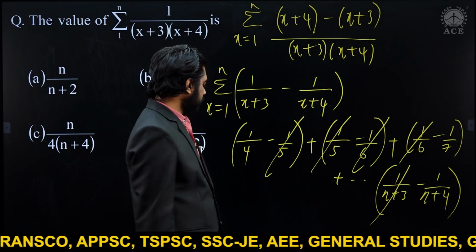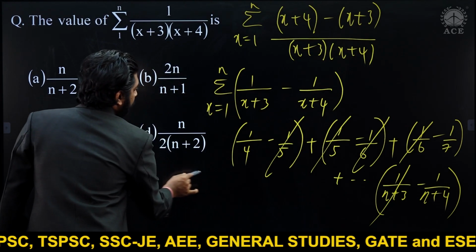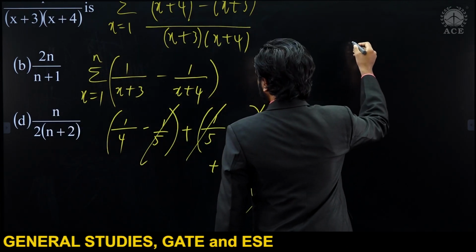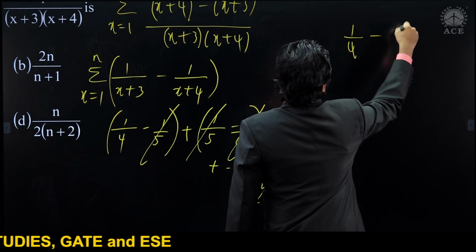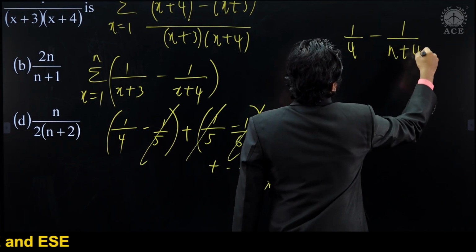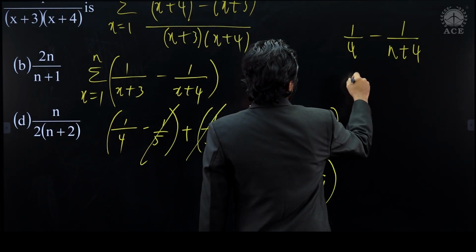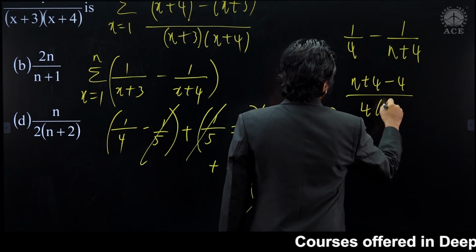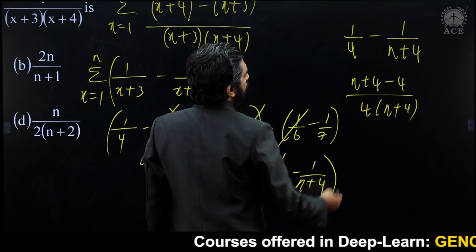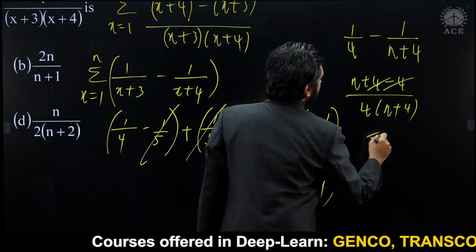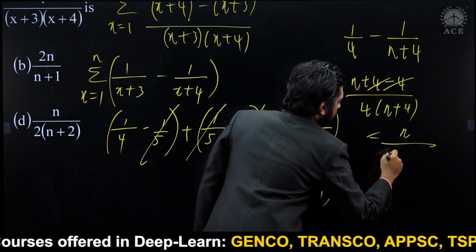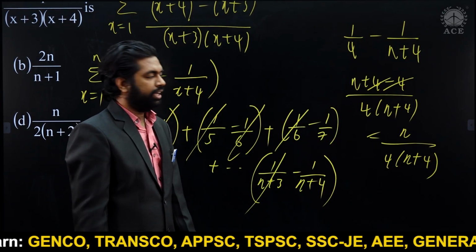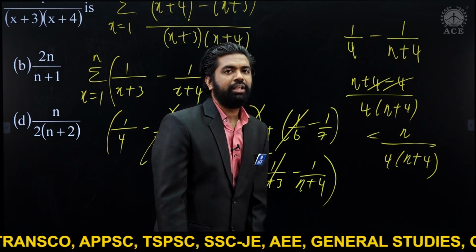Let's simplify that result. The terms left over are 1 by 4 and 1 by n plus 4. So this is 1 by 4 minus 1 by n plus 4. Let's do the LCM. So this is n plus 4 minus 4 by 4 into n plus 4. Now you can cancel this. What is left over? n by 4 into n plus 4. So this summation gets simplified to n by 4 into n plus 4.